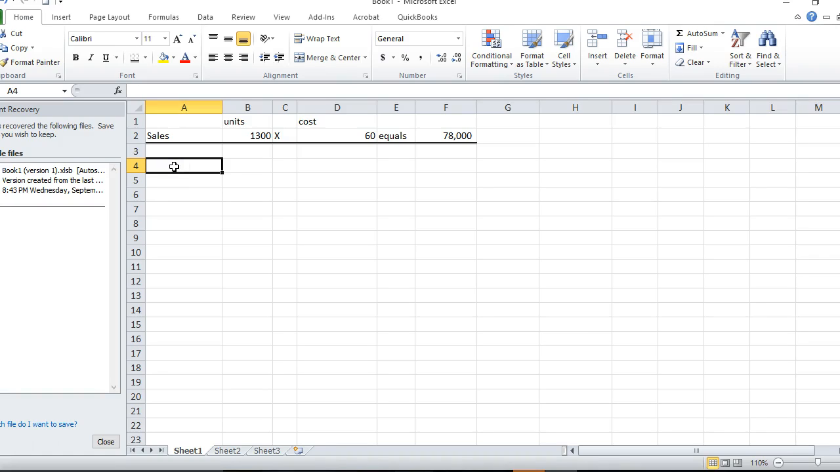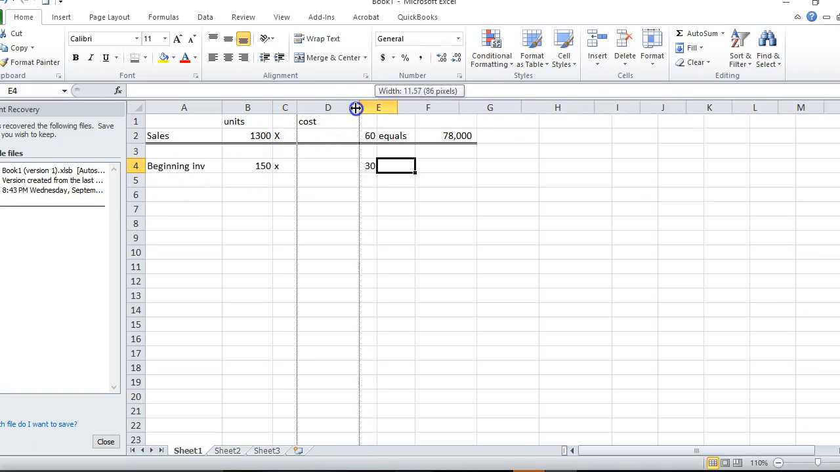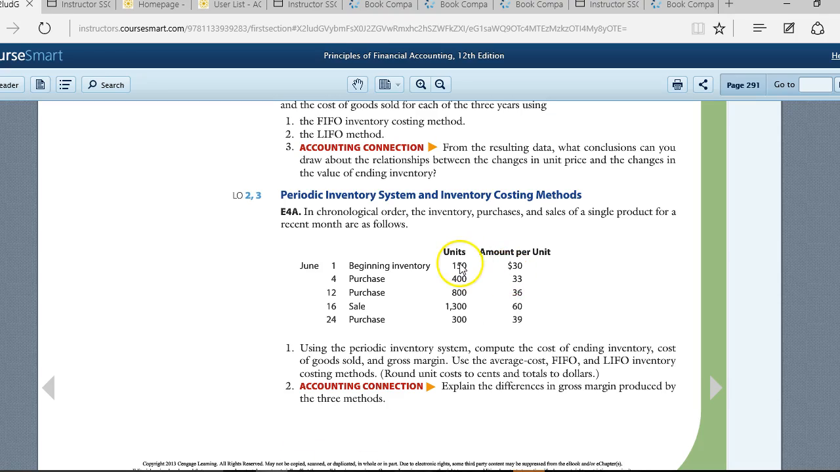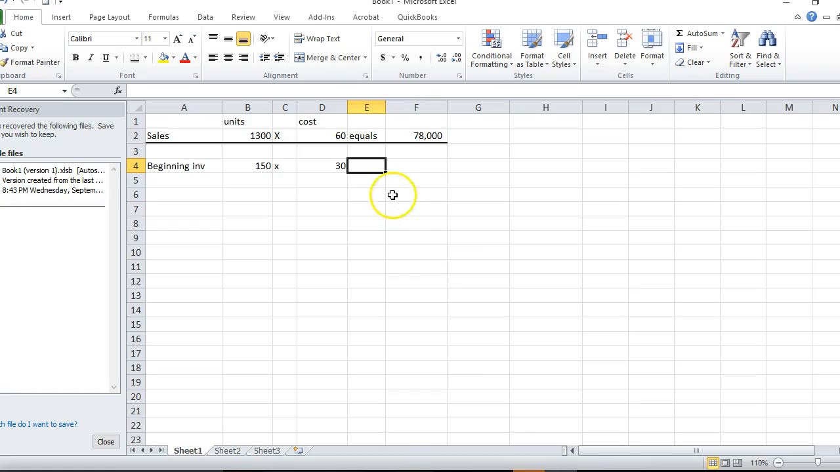Now what we want to do is take the book, and we're going to start with our beginning inventory. We had 150 units at a cost of 30 bucks a unit, didn't we? So 150 units at 30 bucks a unit is 4,500. Then our purchases: we had 400 units at 33 bucks a unit.